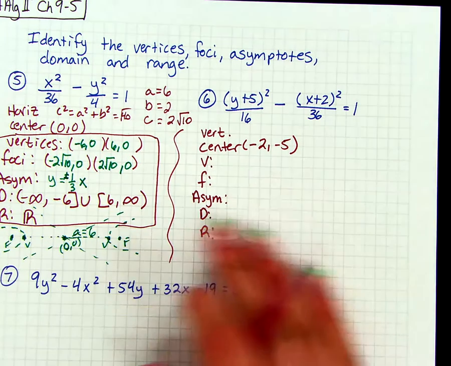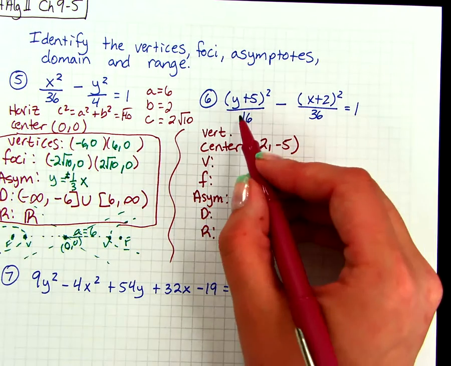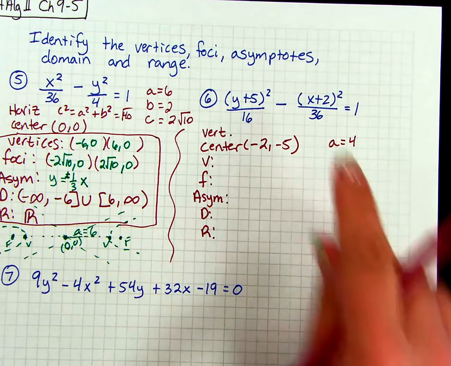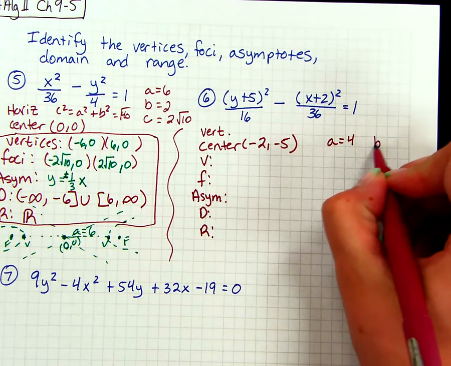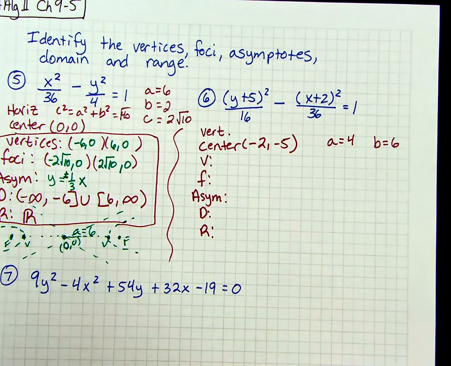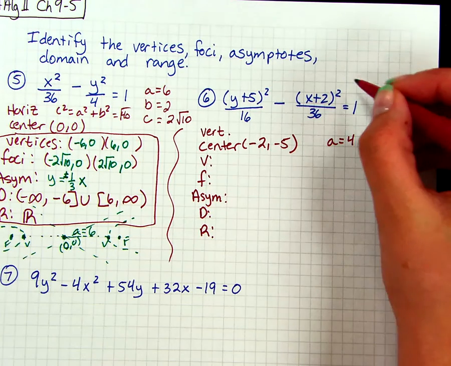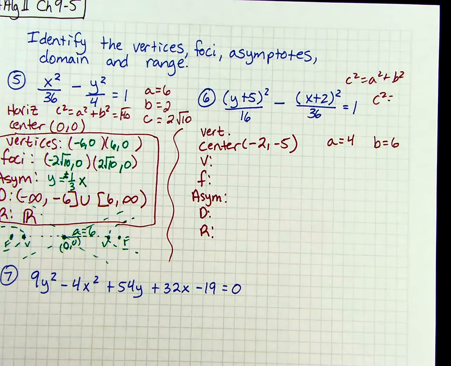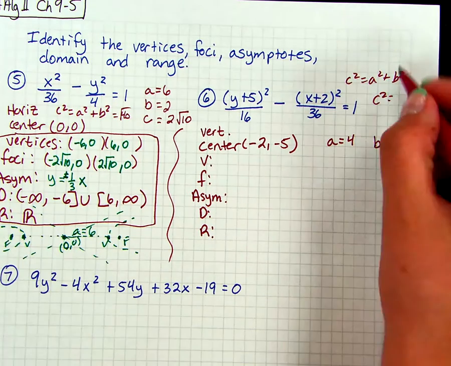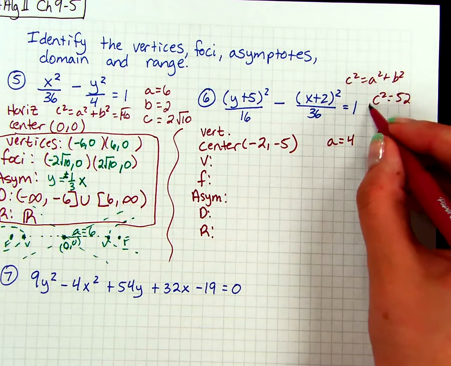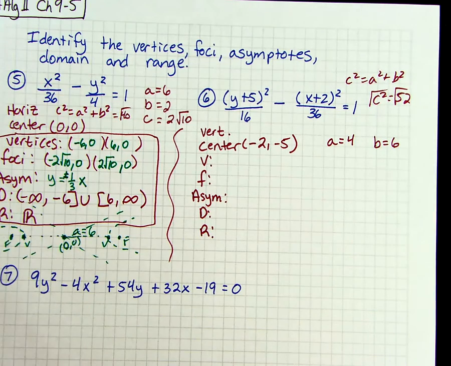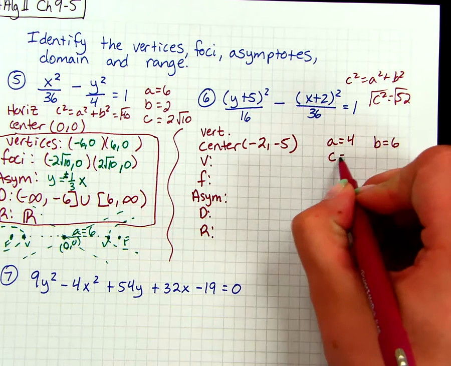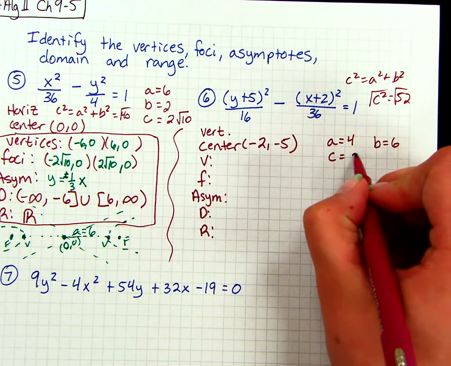Okay, so to identify this, we need a, b, and c. Again, a squared is always the first one. The square root of 16 is 4, so a is 4. The square root of 36 is 6, so our b value is going to be 6. Then to get our c, we're using, again, the formula c squared equals a squared plus b squared. So we would take 16 plus 36, which is 52. Then we take the square root of that, so we can split it as 4 and 13. That means our c is going to be 2 square root of 13.